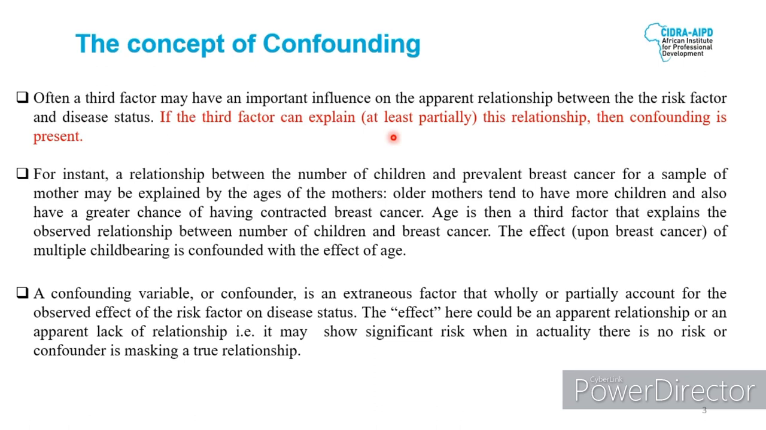Now let us take an example. For example, a relationship between the number of children and prevalent breast cancer for a sample of mothers may actually be explained by the ages of the mothers, because older mothers tend to have more children and also have a greater chance of having contracted breast cancer. Therefore, age is a third factor that explains the observed relationship between the number of children and breast cancer. Therefore, in this scenario, the effect upon breast cancer of multiple childbearing is confounded with the effect of age.